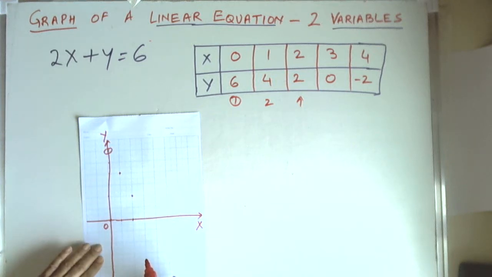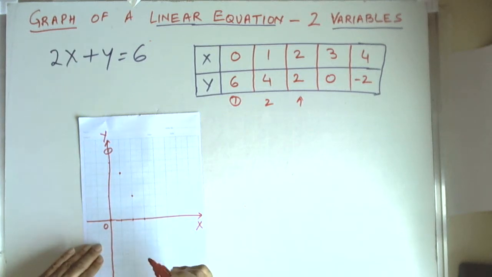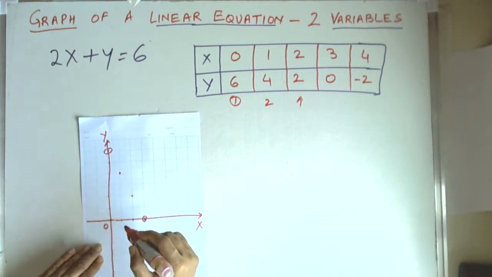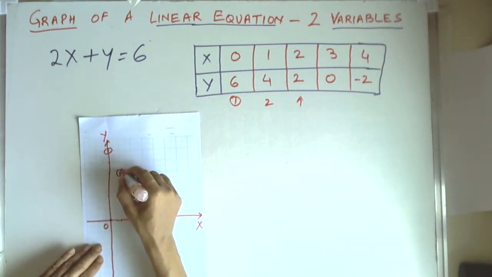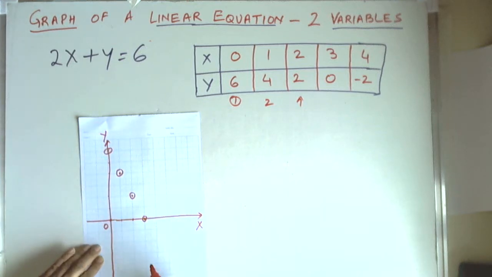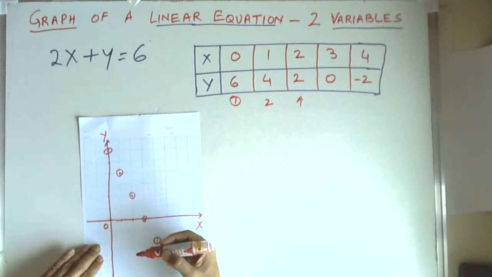Then the next point is x is 3, y is 0. So this is the next point. So we have these points. By convention, to distinguish the points, we circle the point. And the next point is x is 4, y is minus 2. So this is the point. Now we see that we have 5 points: 1, 2, 3, 4, 5.